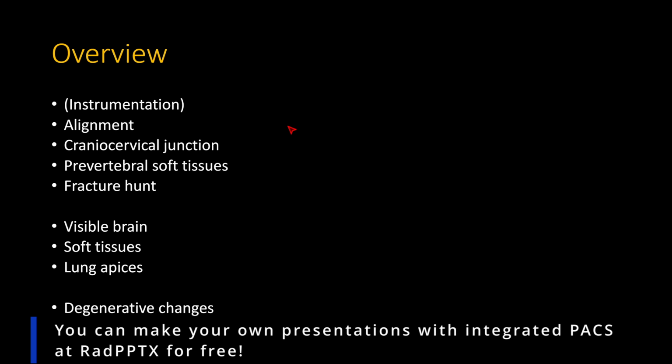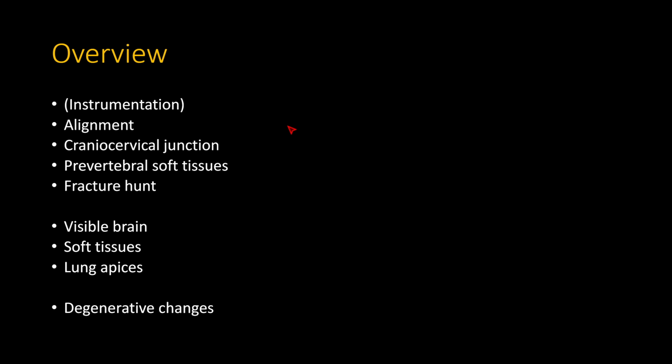One of the first things I always do, if there is instrumentation, is look at the instrumentation and describe it. If there are any complications, you describe them, and then talk about the rest of the spine. I'm not going to focus too much on that because it will disrupt the flow of the basic search pattern, but that's how you would start a report.